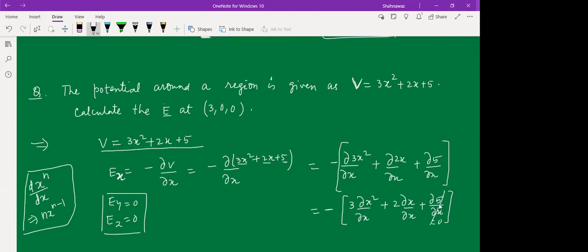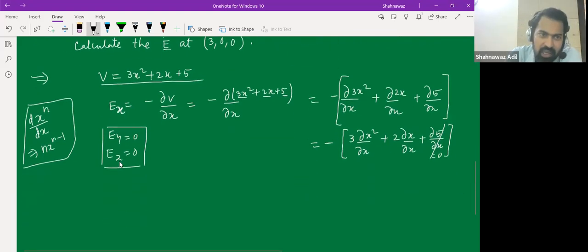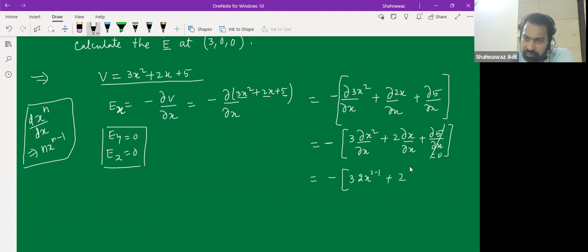Yes. This is the root of differentiation. And now when you apply this x^n to n x^(n-1) in this, how much will you get? You will get 3, and this is 2x^(2-1), and dx by dx is 1. So this is 2. So how much will you get? You will get 6x plus 2. So you will get minus 6x minus 2. So this is your electric field in the x direction.